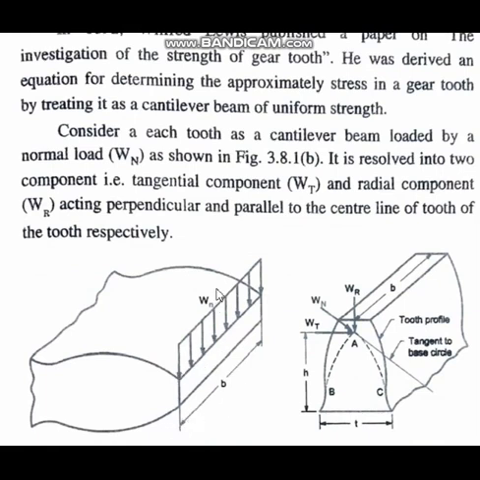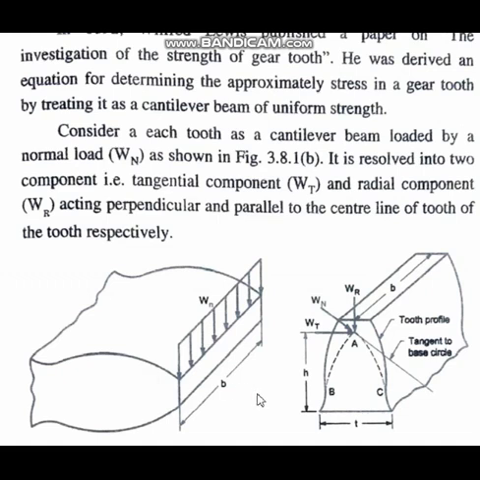Consider each tooth as a cantilever beam loaded by a normal load Wn. This Wn is the normal load which is coming upon that tooth. If you treat it as a cantilever, we are going to see the Lewis equation. It is resolved in two components, that is tangential component Wt and radial component Wr.